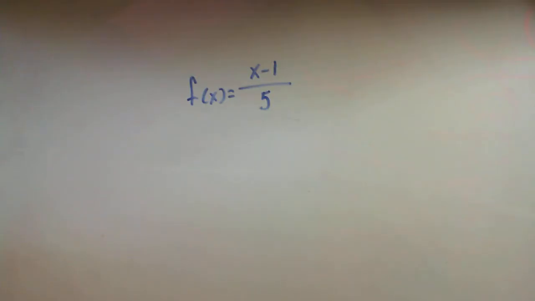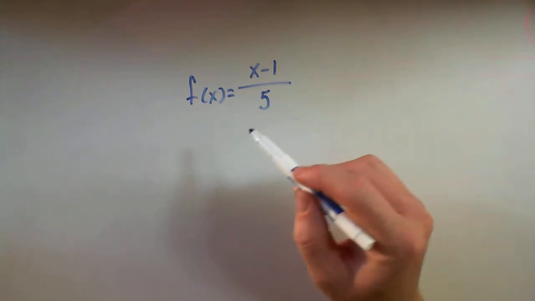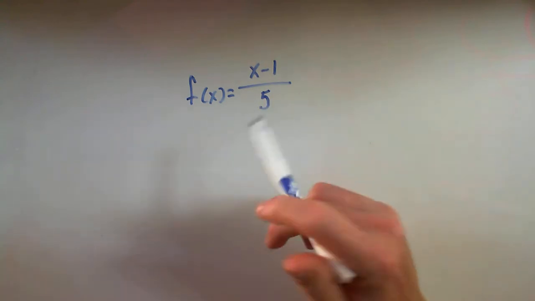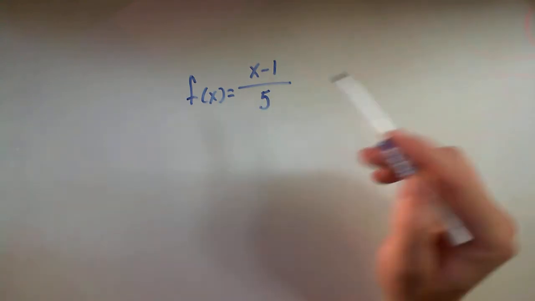Next, we are going to find the inverse of this function. F of x equals x minus 1 over 5. Let me fix that. There we go. All right, so to find an inverse function, remember that with inverse functions, the domain of the original function is the range of the inverse. The range of the original function is the domain of the inverse.